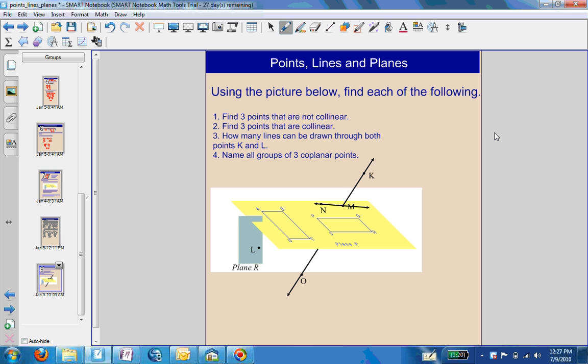Okay, so we're going to go back to this picture with the plane. We're going to find 3 points that are not collinear. There are several examples. I'm going to use K, M, and N, because they are not on the same line. Now, any 2 points will always be on the same line, but once you throw in the third, that's when you get not collinear. For 3 points that are collinear, I'm going to go with K, M, O.